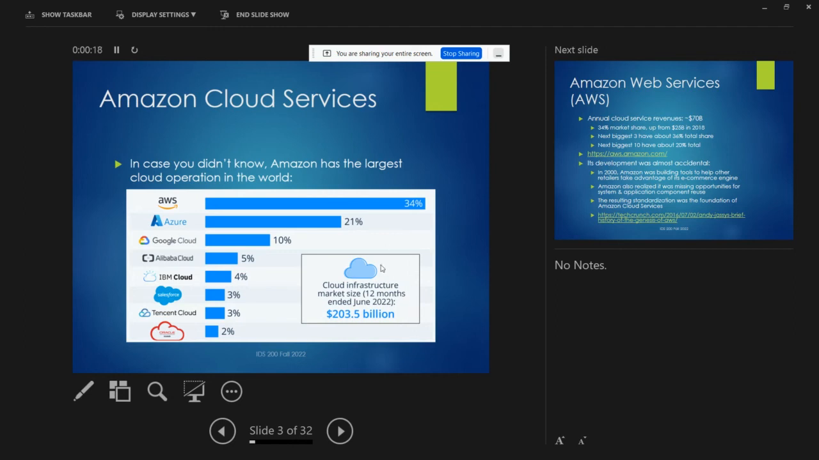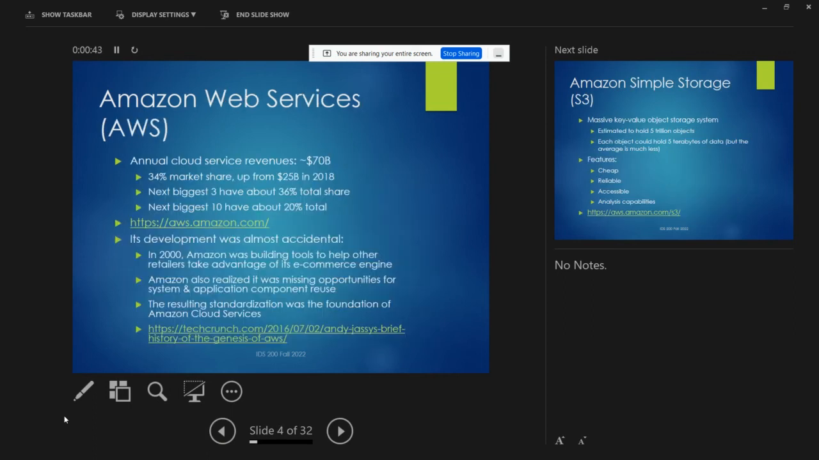So this is a chart of cloud infrastructure market size, pretty recent. Total worldwide is about 200 billion. Amazon has about 34%, so pretty close to 70 billion, right? And you look at that, Amazon is about as big actually as the next three put together. So Azure, Google, and Alibaba together, about 36% versus Amazon's 34%.